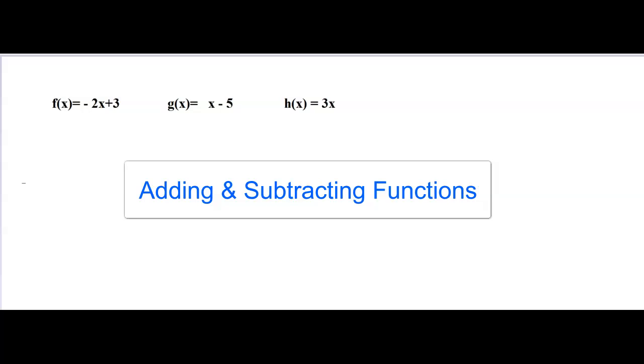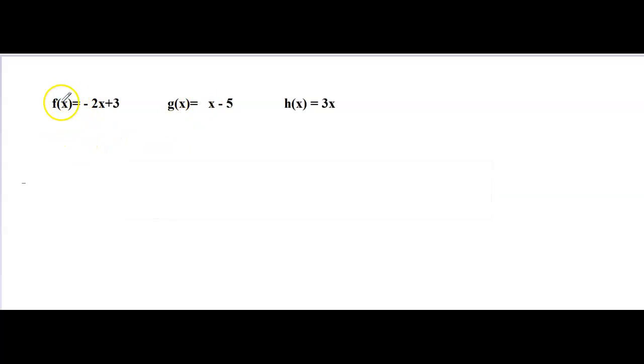Adding and subtracting functions. So I have three functions written here, f of x, g of x, and h of x. And someone may ask you to add any of these two functions together, or three functions, four functions, as many as they want, but let's start off with two. So the idea is if someone asks you to add f of x plus g of x, you would just take what f of x represents, which is negative 2x plus 3, plus g of x, which is x minus 5. And then after that, you would just see if you can combine any like terms to simplify.